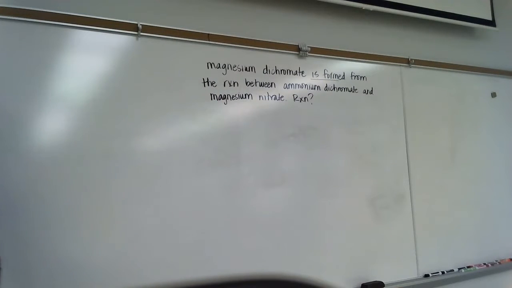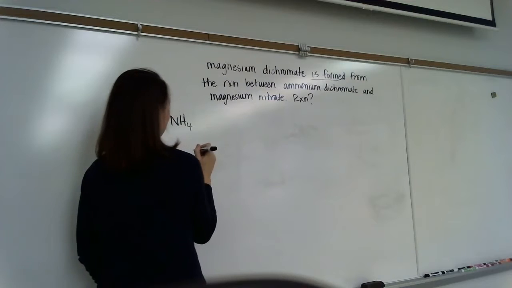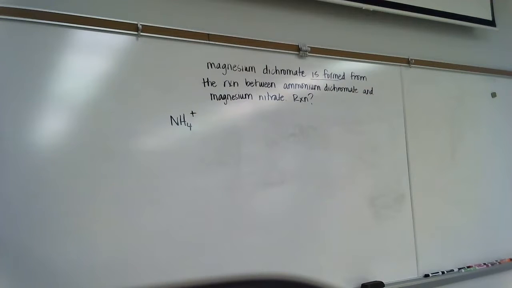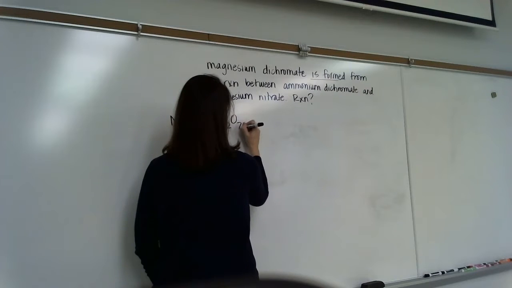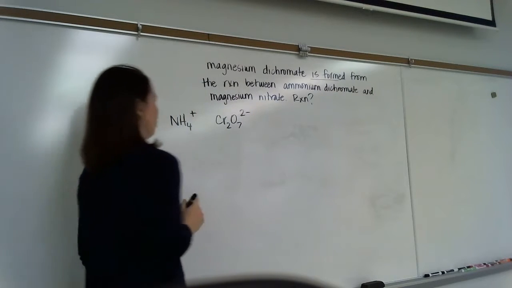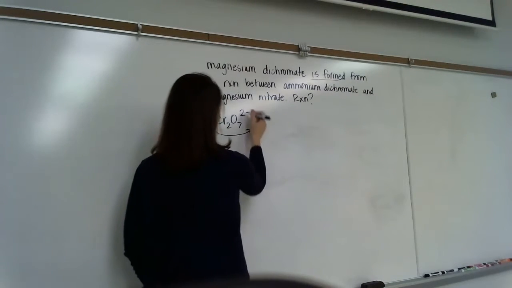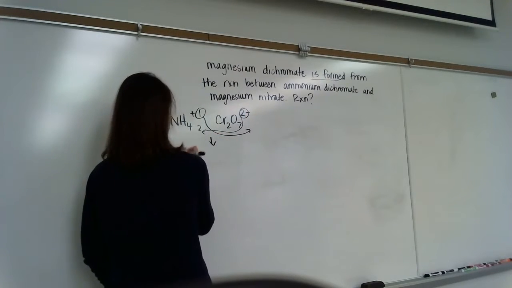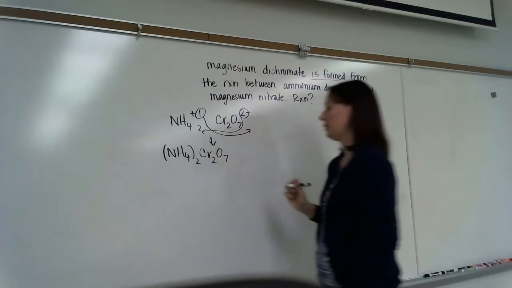So what is the formula for ammonium? Who knows? What is it? NH sub 4. NH4 with what charge? It's a negative one. Positive one. Right. Awesome. Ammonium is NH4 plus, and what's dichromate? Cr2O7, right? What charge? 2 minus. Good. So when we write this formula, when we crisscross, 1, 2, that gives me the formula (NH4)2Cr2O7. Right, so there's our reactant.